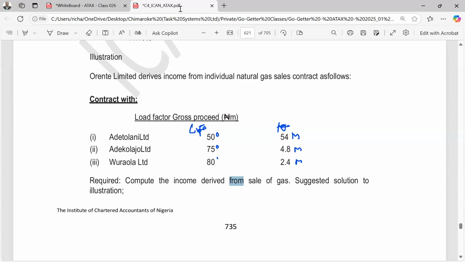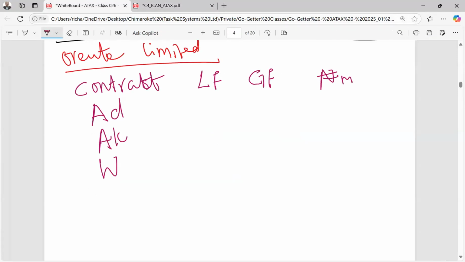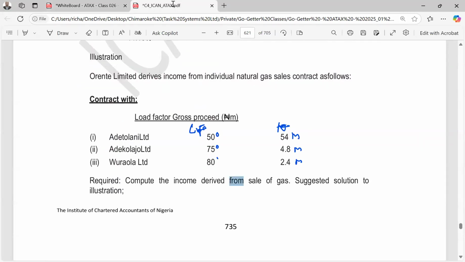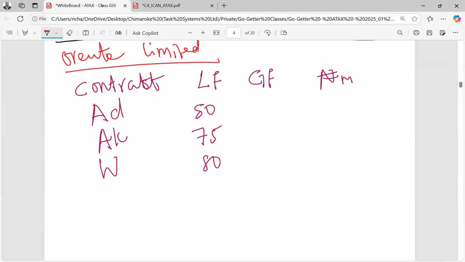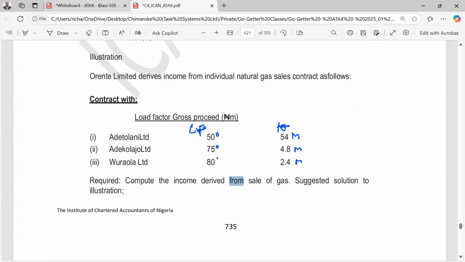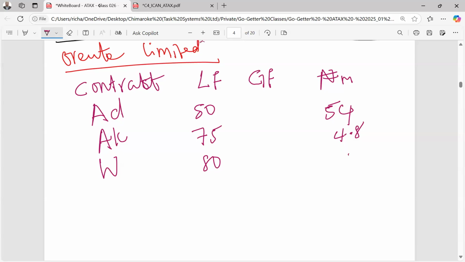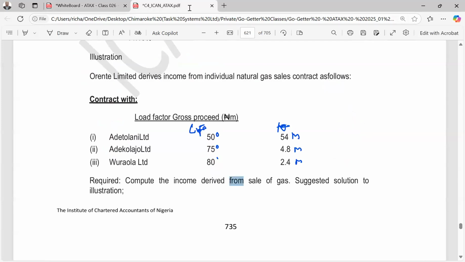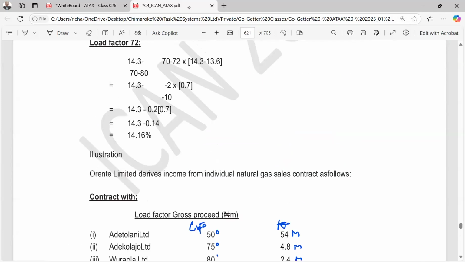The load factor is 50, 75, 80. We don't know the gas factor. The values are 54, 4.8, and this is 2.4. All right, so we need to know the gas factor. How do we get the gas factor?